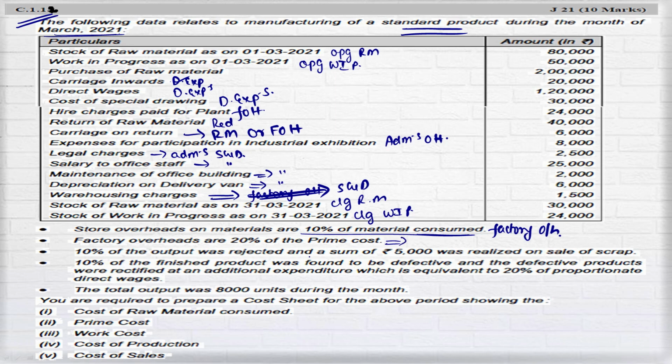10% of output was rejected and a sum of rupees 5,000 was realized on the sale of scrap. This we know, right? Before cost of production will reduce this. 10% of finished product was found to be defective and the defective products were rectified at additional expenditure which is equivalent to 20% of proportionate direct wages. The total output was 8,000 units during the month. We don't know what will be this rejection, right? Because the output is given.